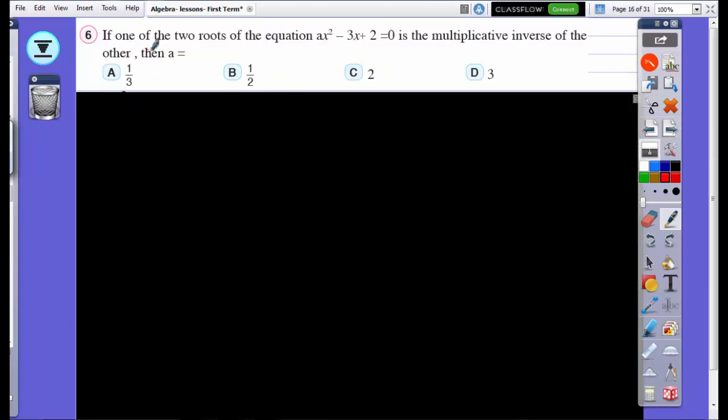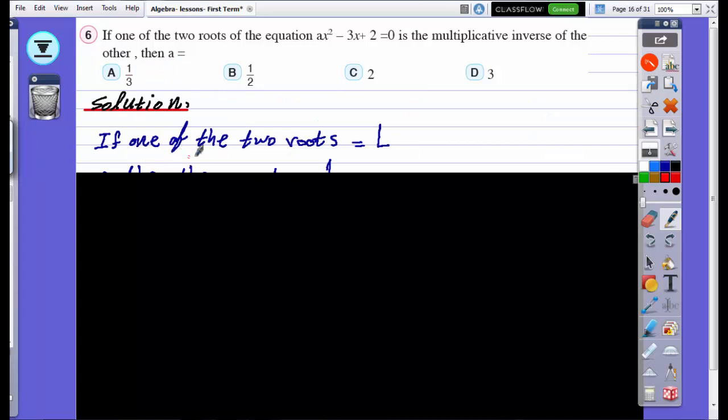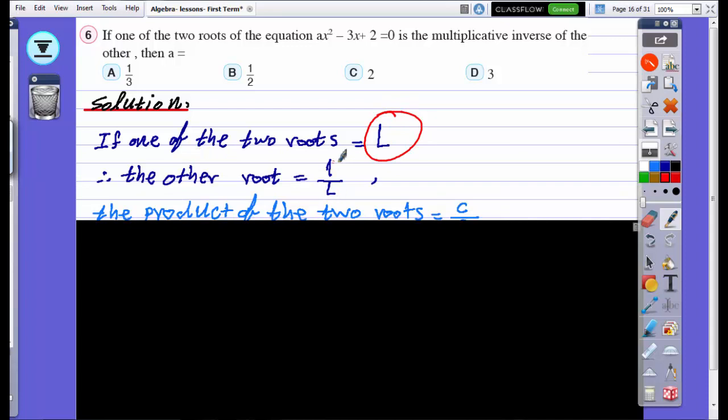Question: if one of the two roots of the equation ax squared minus 3x plus 2 equals 0 is the multiplicative inverse of the other root, then a equals. First, if one of the two roots equals L, so the other is 1 over L.